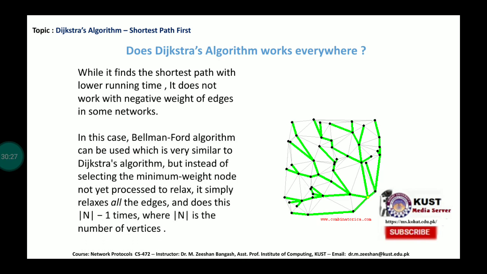which we call the Bellman-Ford algorithm, which is again very similar to this algorithm. But here, instead of selecting the minimum weight node, it simply relaxes all the edges, and it does this at most |n| minus 1 times, where |n| is the number of vertices.